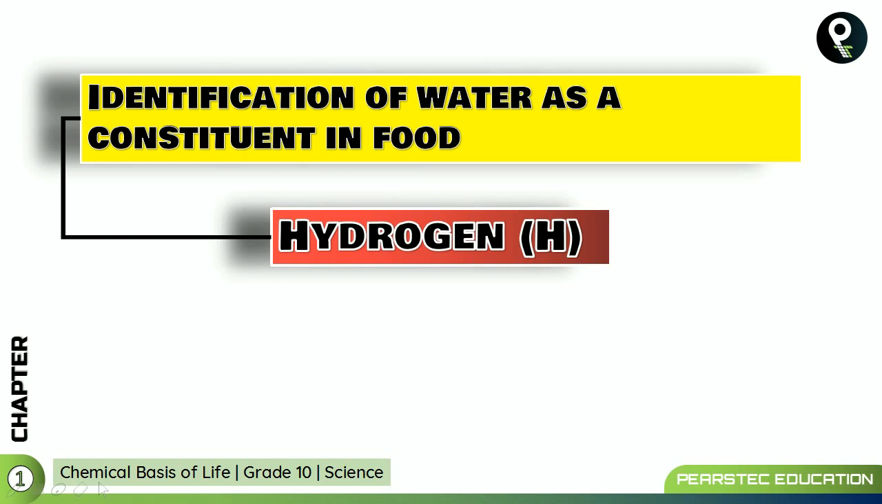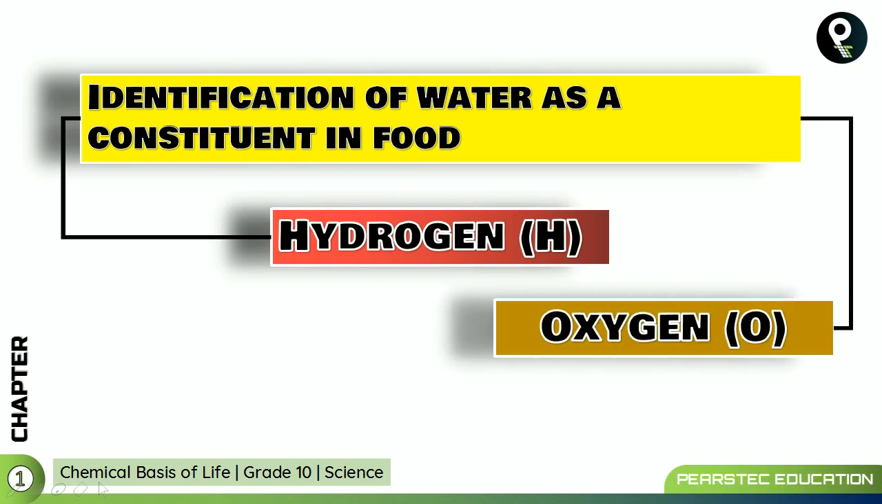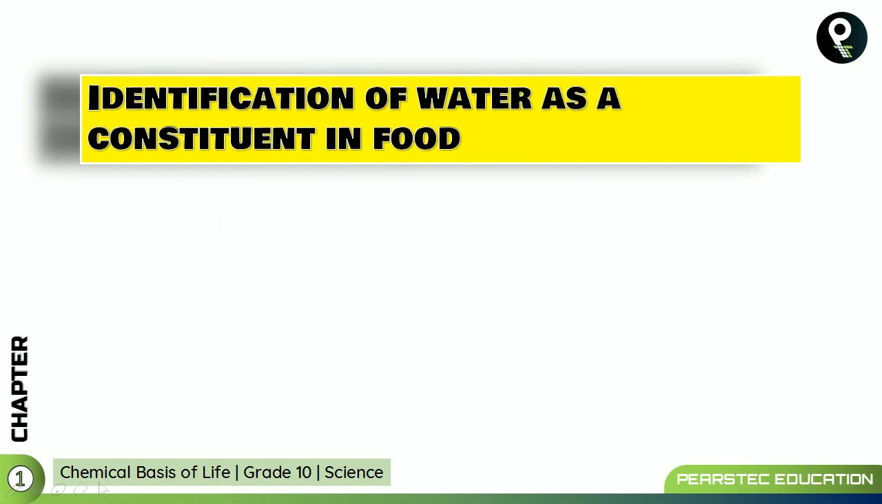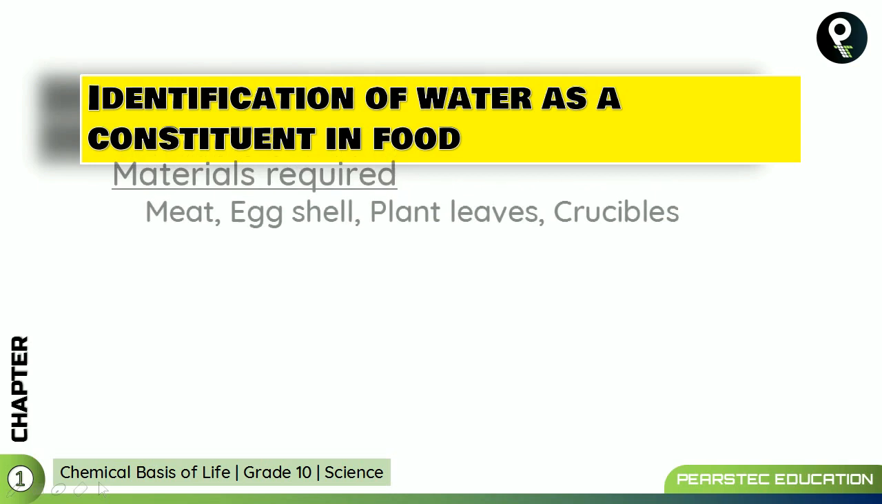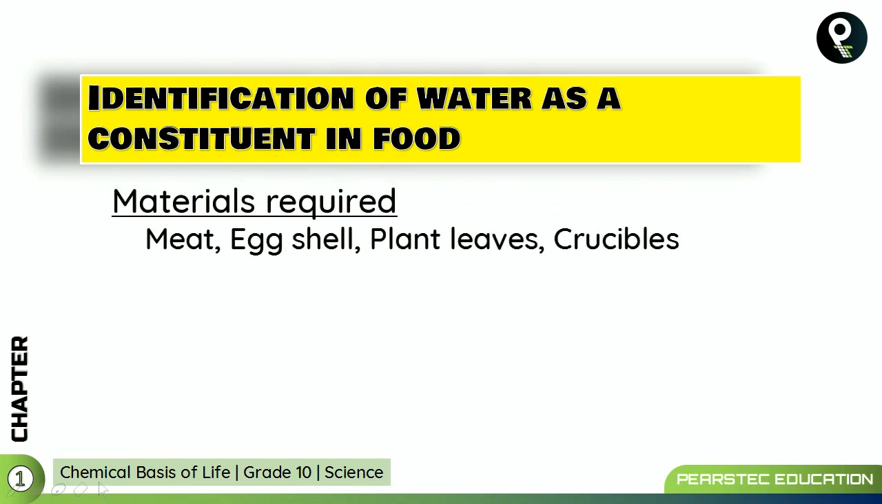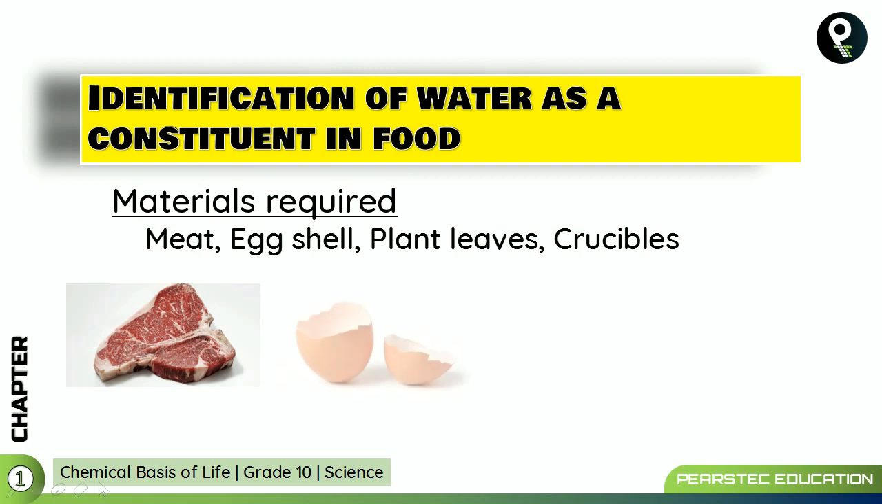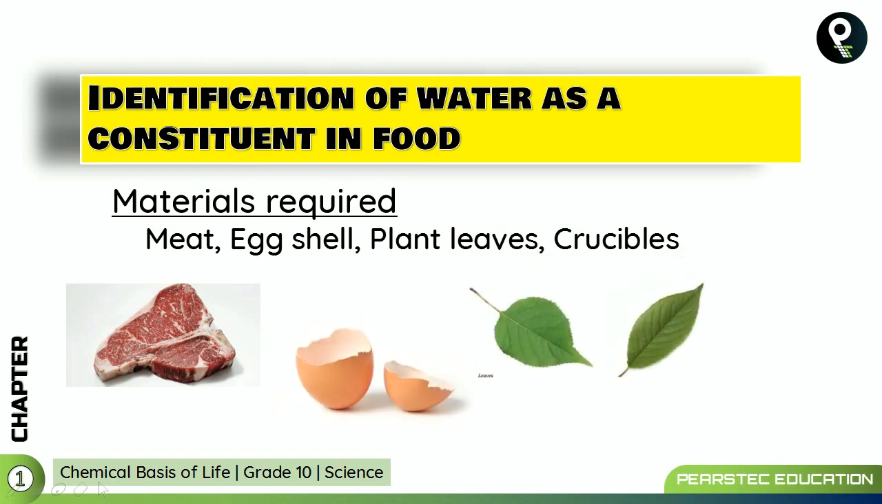Now, when we are talking about that, hydrogen and oxygen are available in water. Those are its composition, right? Hydrogen and oxygen. If your food has hydrogen and oxygen, that means water, and that says hydrogen and oxygen are available. For identification of water as a constituent in food, we want to have meat, an eggshell, and some plant leaves, and some crucibles. We might need 3 crucibles to do all the activities.